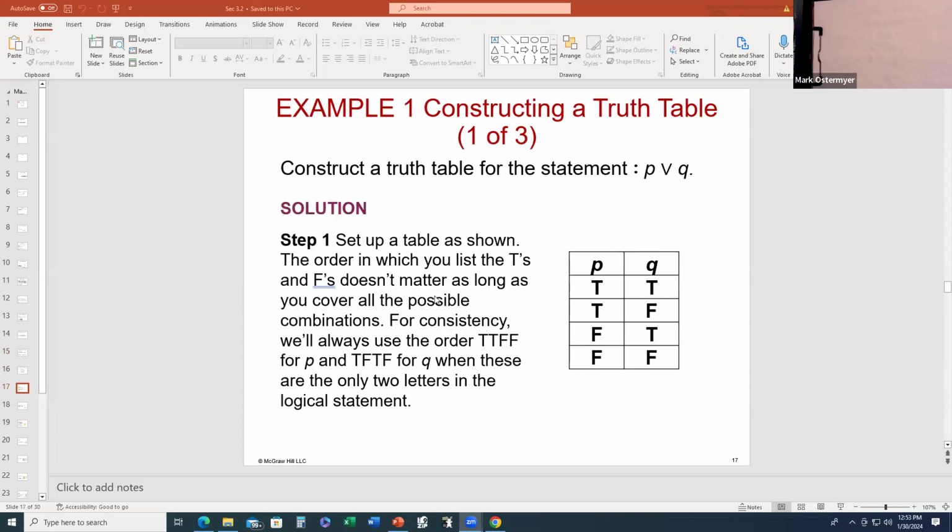All right, this is slide number 17. Okay, ladies, we're going to have some fun now. I'm going to work some problems out here, okay?